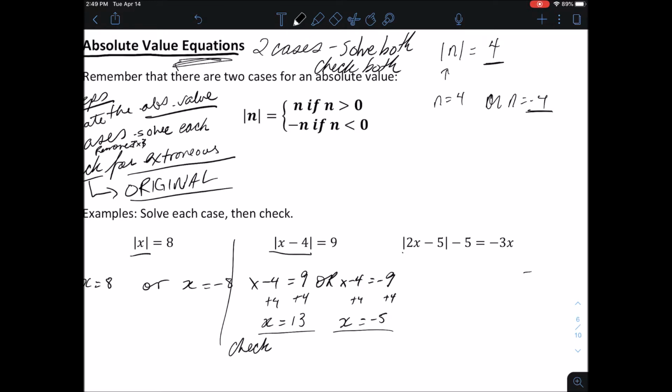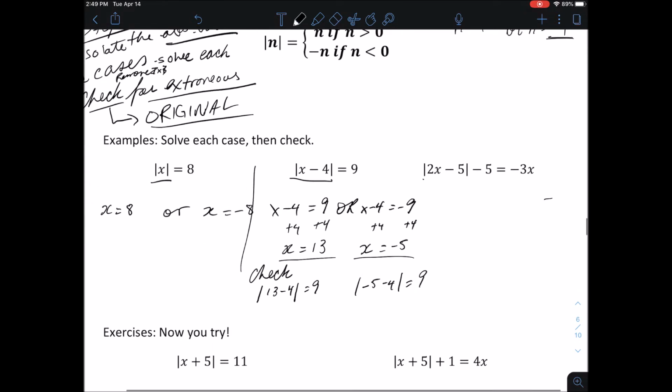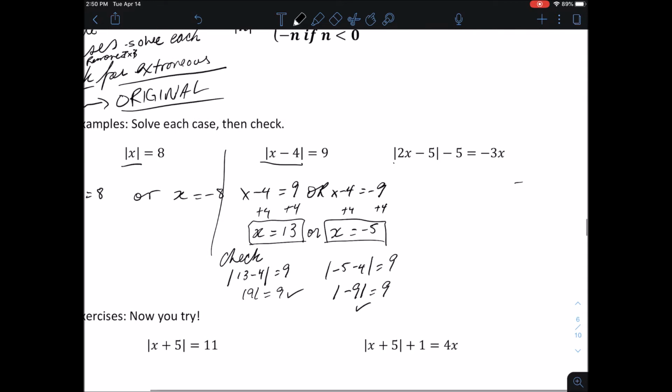So I have two answers that I need to check, and I'm going to put them back into the equation. So 13 minus 4 in absolute value is 9, and -5 minus 4 is 9. 13 minus 4 is 9. The absolute value of 9 is 9. Yep, that is a good answer. And over here, -5 take away 4 is -9, which is also 9. That's also a good answer. So I have two solutions in this case. X is 13 or X is -5.